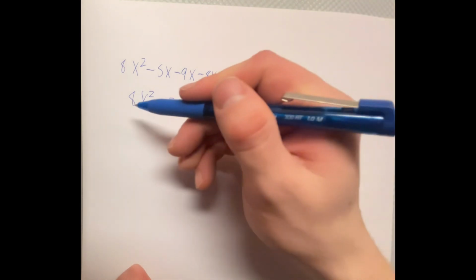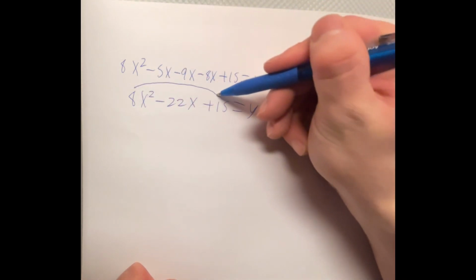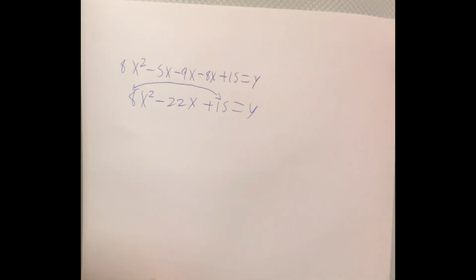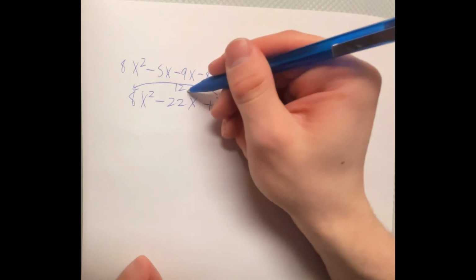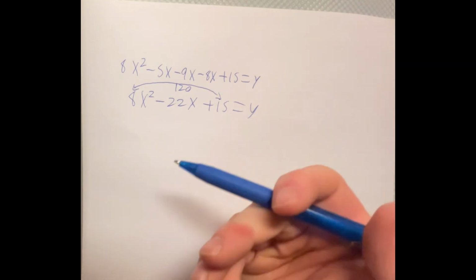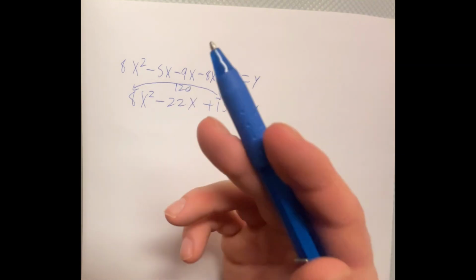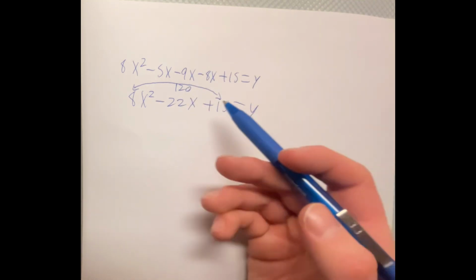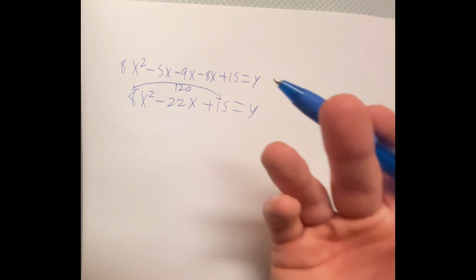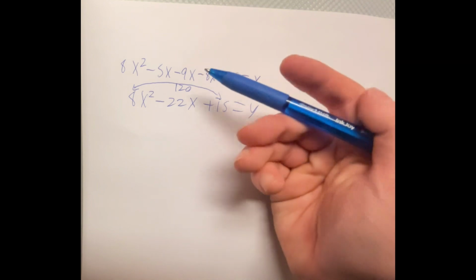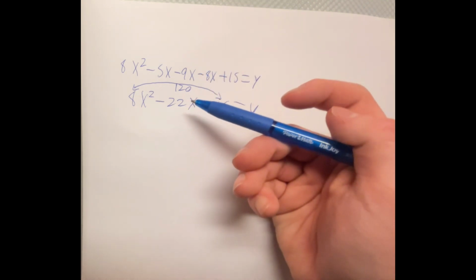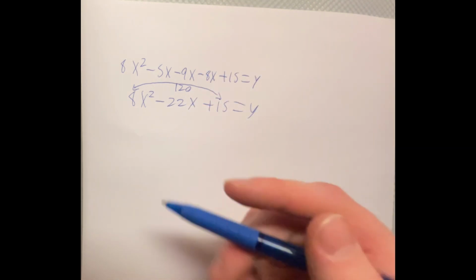Now, as we know, we have to make our arch like this. So now we do 8 times 15, which is 120. If you're struggling with that multiplication, you can do 4 times 15, which is 60, times 2, which is again 120, or even break it down to 30. So now we have to find what multiplies into 120 and what adds into negative 22.